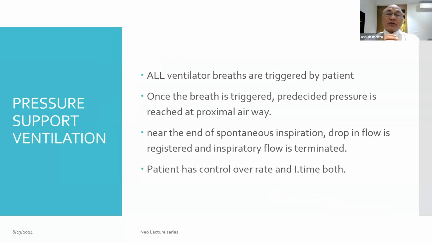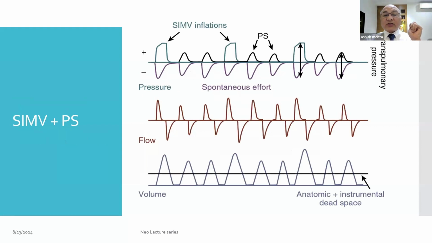So what is PSV? PSV is like assist control where all ventilator breaths are triggered by the patient. Once the breath is triggered, the pre-decided pressure is reached at the proximal airway. Near the end of spontaneous inspiration, a drop in the flow is registered and inspiratory flow is terminated. We already explained that. This is typical of PSV. Now you can combine PSV with SIMV.